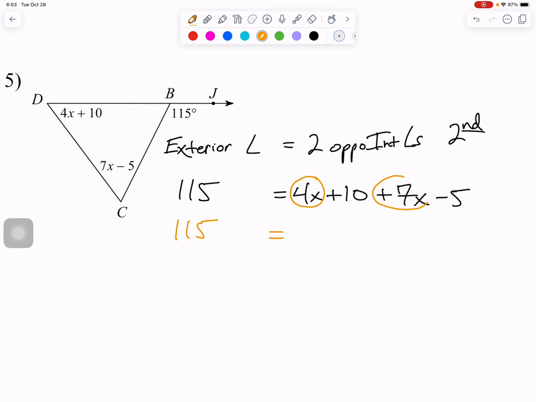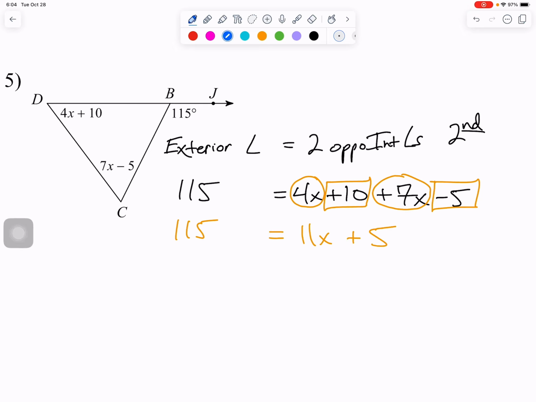4x and 7x, they are like terms. They both share the same variable x, same exponent, which is just 1, the one that we don't see. 4 plus 7 is 11x. We can also combine 10 and -5, but again, when we combine like terms, remember the first term that we combine will always be read as positive or negative, and every other term that follows as plus or, in this case, minus. We will not say positive 10 because we know it's positive. We'll just say 10. Oh, minus 5 is plus 5.